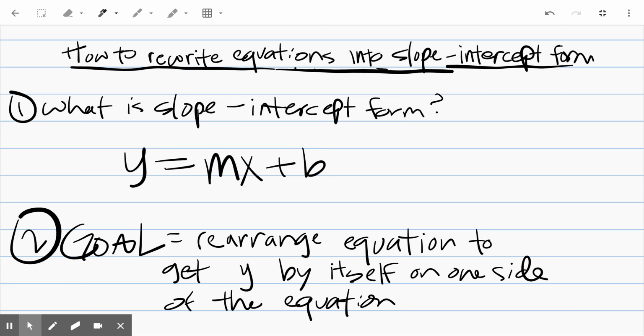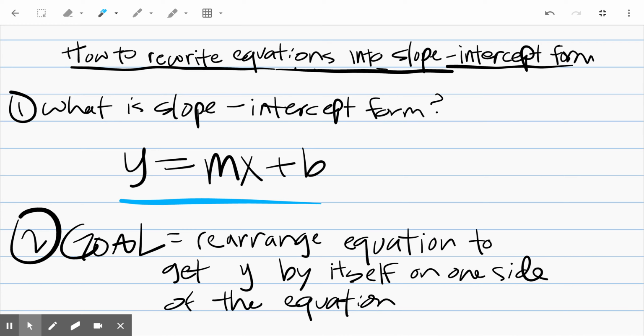All right, I'm going to go over how to rewrite equations into slope-intercept form. Before we go into step-by-step examples, I wanted to go over a few different things really quick. First thing, what is slope-intercept form? Great question. Slope-intercept form is what you see right here. y equals mx plus b.